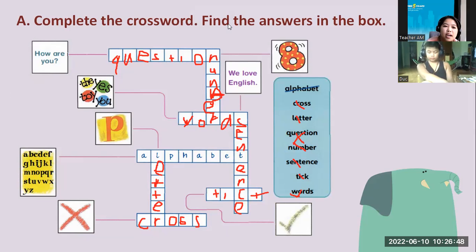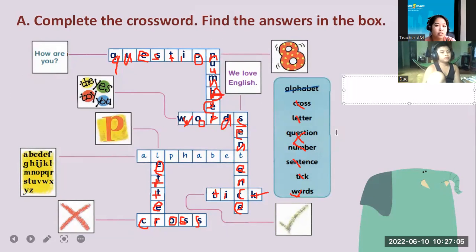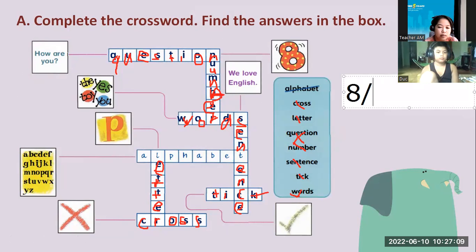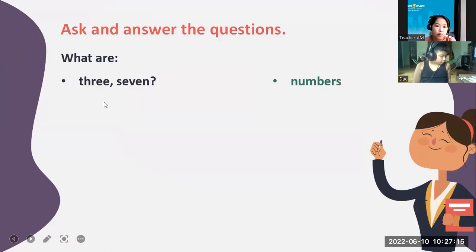Okay, so let's check your answers. This is question. Very good. It's words. Tick, cross, numbers, letters, and sentence. Very good because you got it right. So for this one, I'm going to give you a perfect score. 1, 2, 3, 4, 5, 6, 7, 8. 8 out of 8. Okay, so now let's proceed with this one.